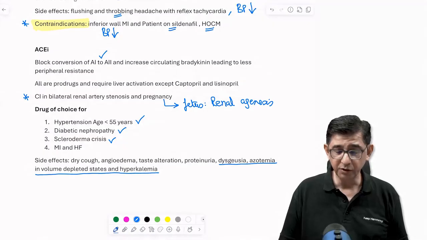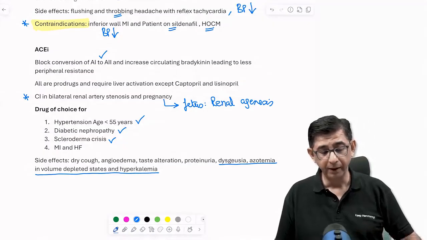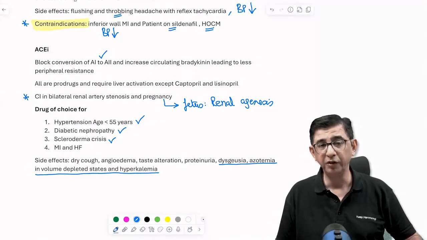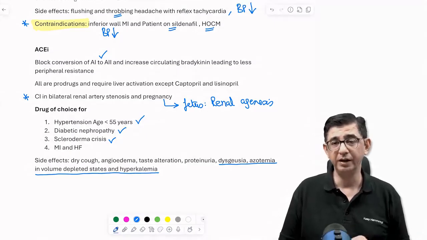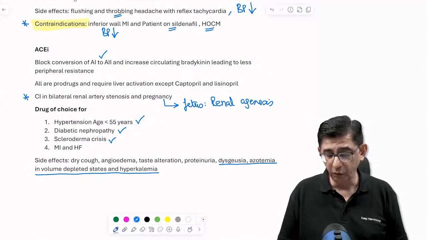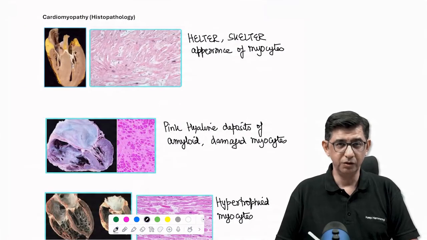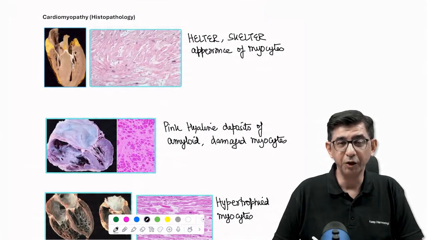The must-know facts for ACE inhibitors are renal agenesis, the teratogenicity part, and the side effects like dysgeusia, azotemia in a volume-depleted state, and hyperkalemia. So next up is the much-awaited section of cardiomyopathies.